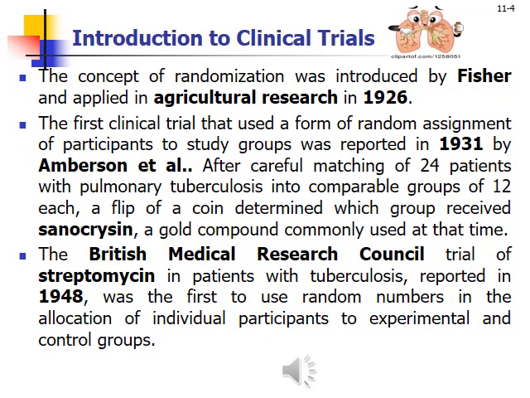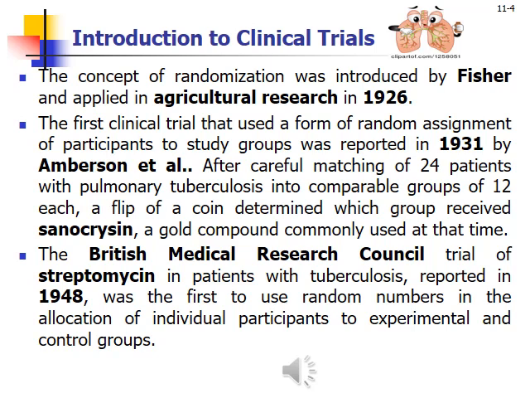The concept of randomization was introduced by Fisher and applied in agricultural research in 1926. The first clinical trial that used a form of random assignment of participants to study groups was reported in 1931 by Amberson et al. After careful matching of 24 patients with pulmonary tuberculosis into comparable groups of 12 each, a flip of a coin determined which group received sanocrysin, a gold compound commonly used at that time.